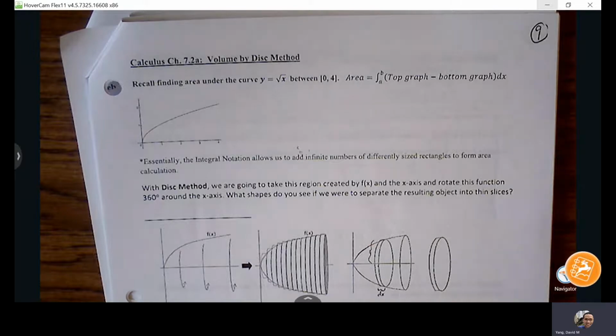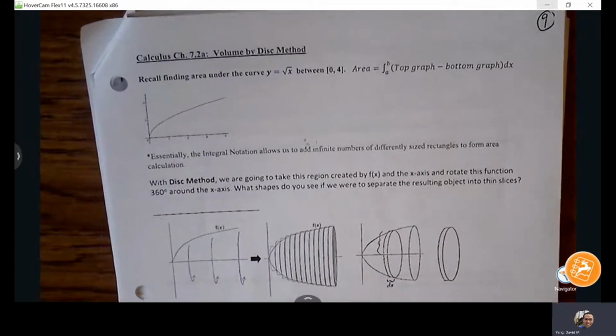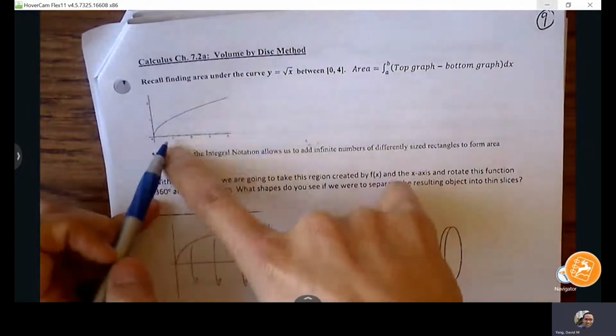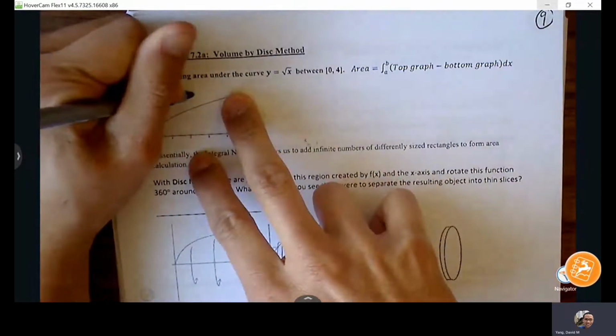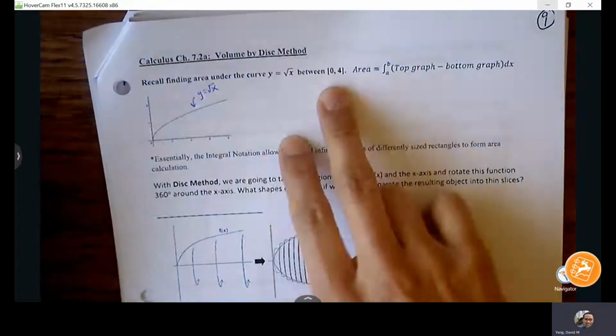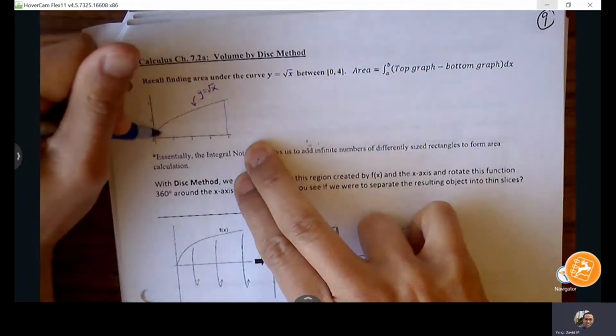Let's start with solving this problem that we already know how to do, and we'll talk about how we're going to build on this to get to a volume calculation. Okay, so recall finding area under the curve y equals square root of x. That's this radical function here. I'm going to name that. Between 0 and 4. So I'm going to create a shaded region.